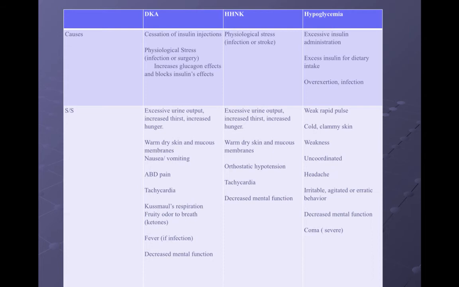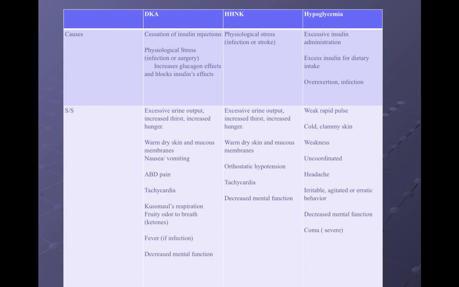So with the HHNK, physiological stress, infection, stroke, overeating, and so on. And then hypoglycemia, the causes can be excessive insulin administration, excess insulin for dietary intake, honestly not eating, overexertion, infection. The causes on this table are not exclusive. So the signs and symptoms, and this is where it gets a little bit different.